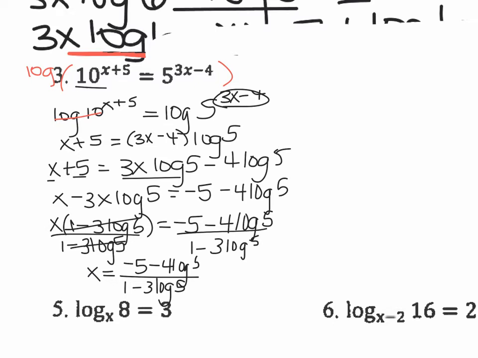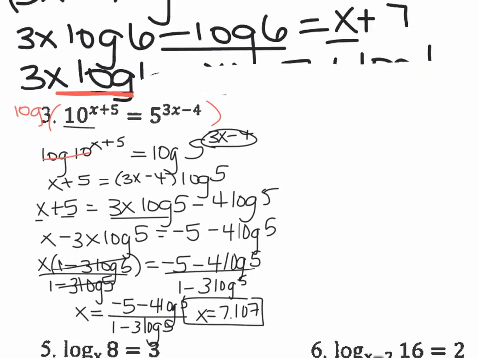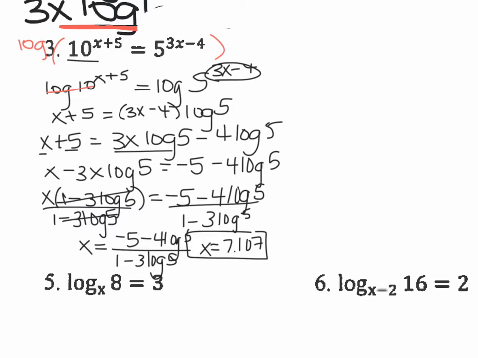Oops, hitting wrong buttons on the calculator. I get 7.107, so x is approximately 7.107. So you could round technically to any decimal place, but 3 digits is what I think is the general rule of thumb, unless otherwise stated. It really doesn't matter.